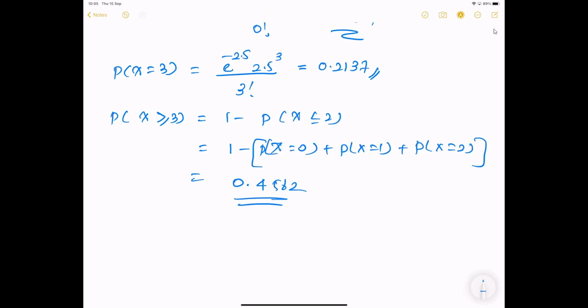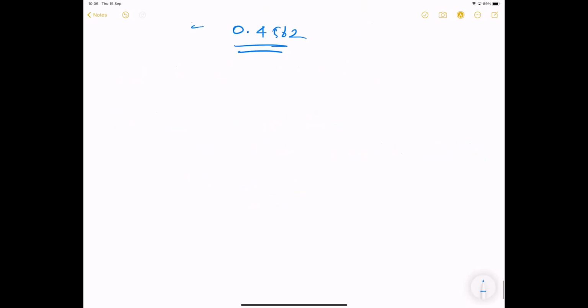Let's see the seventh one, right? The length of a human pregnancy is normally distributed with a mean of 270 days and a standard deviation of 9. Clearly define the random variable, and find the probability of a pregnancy lasting more than 280 days, right? Now we are on question number 7, right?